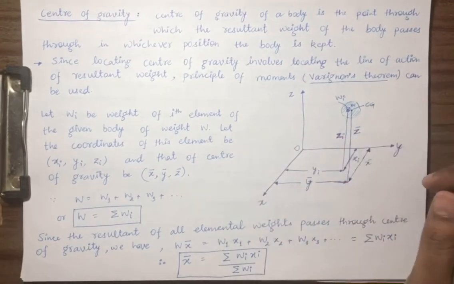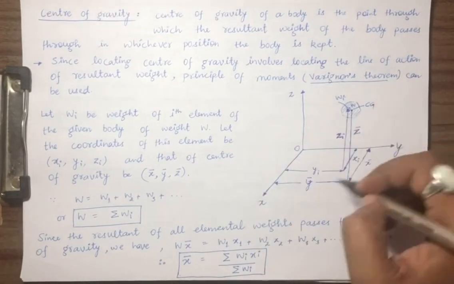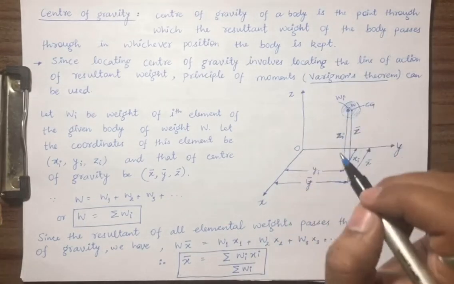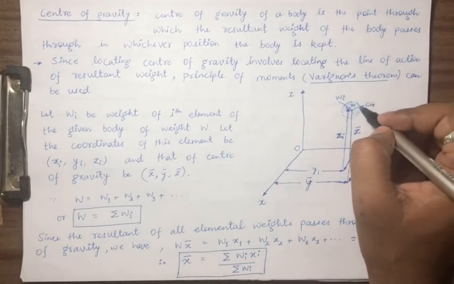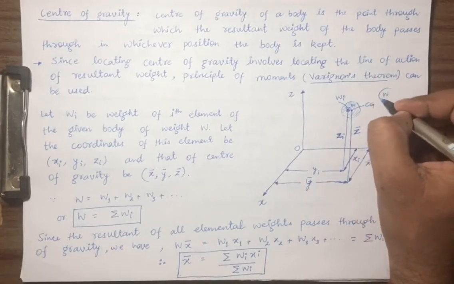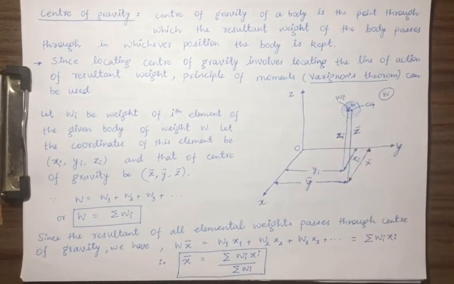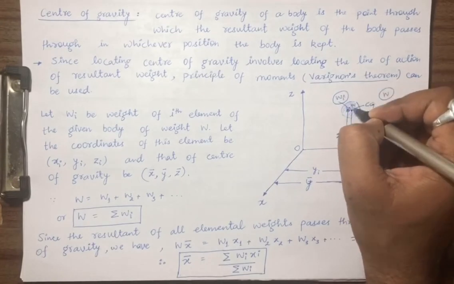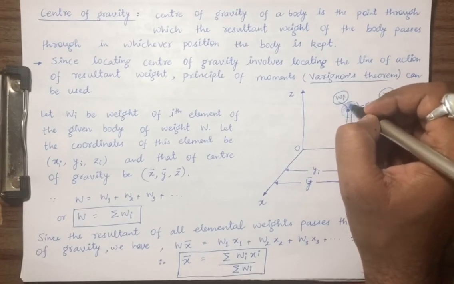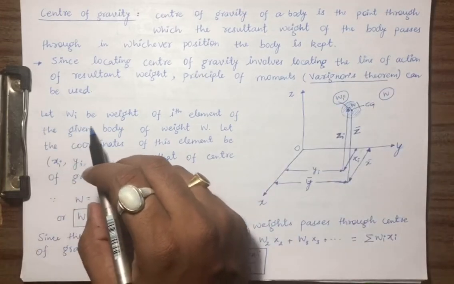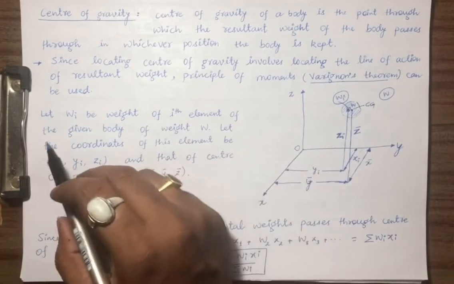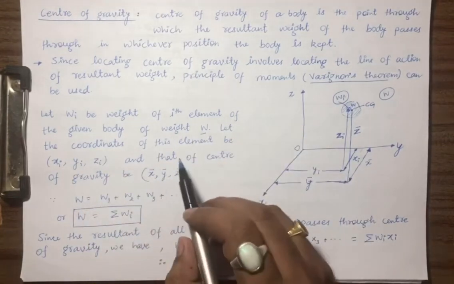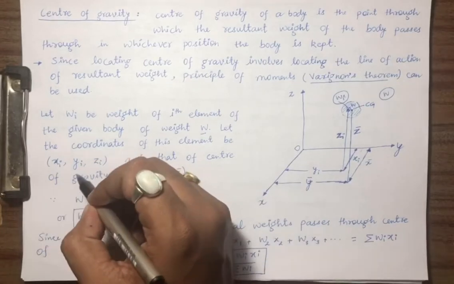How are we going to use it? So this is some body in 3 dimensions. Here this is x, this is y, and this is z. This body has a total weight of W. This is the point which is the center of gravity, and we have taken a small element with weight wi. So let wi be the weight of the ith element of the given body of weight W, and let the coordinates of this element be xi, yi and zi.